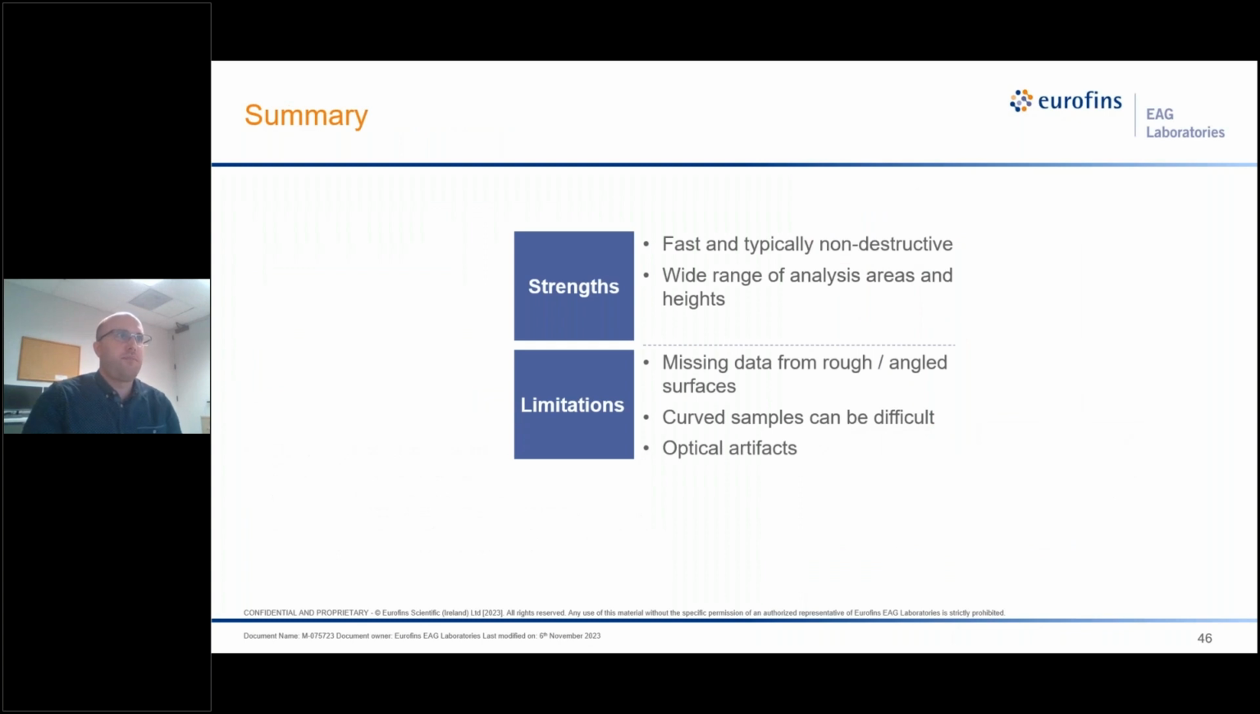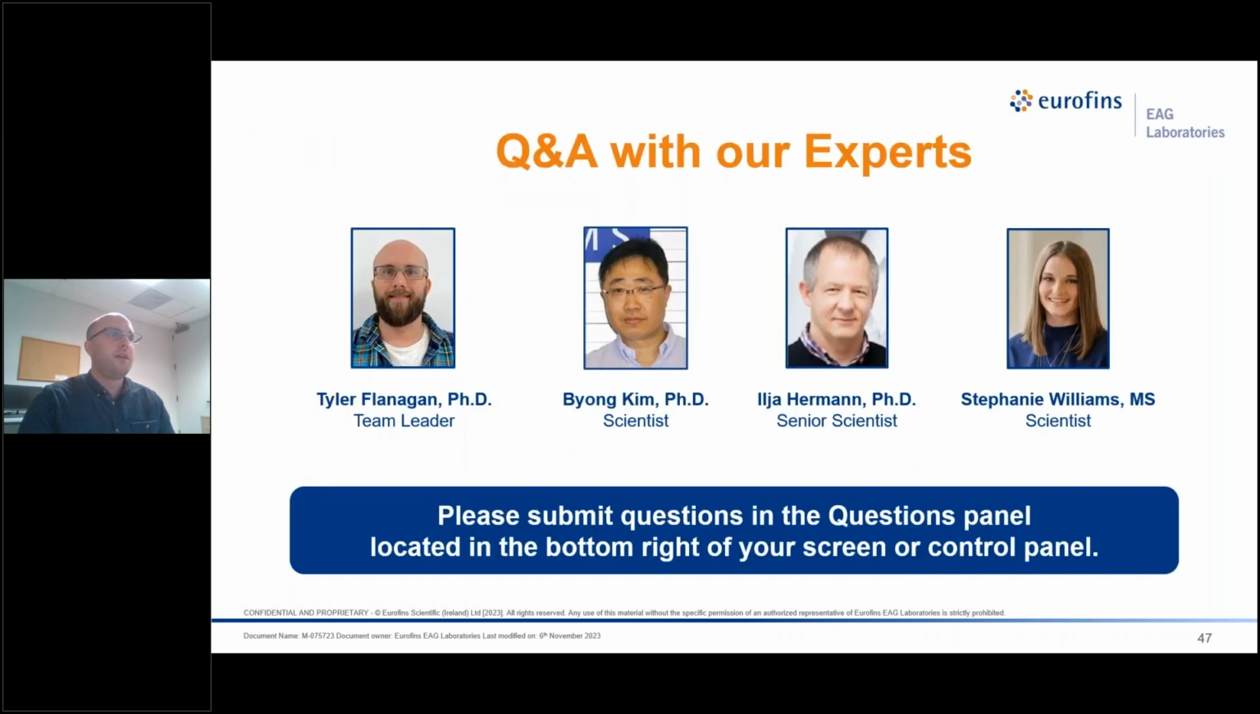And just to wrap it up, these two techniques are fast and typically non-destructive. You can cover large areas, especially compared to atomic force microscopy. And then the limitations, again: missing data from rough angled surfaces, curved samples can be tricky, and you can get some optical artifacts in the case of optical profilometry.